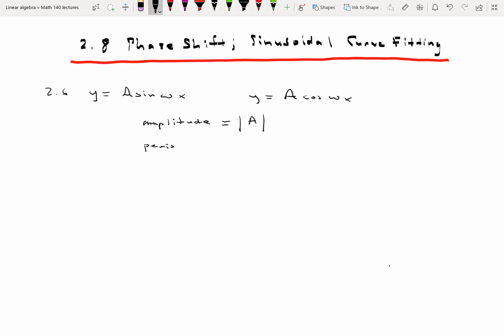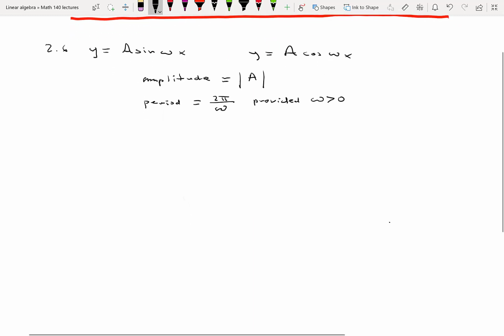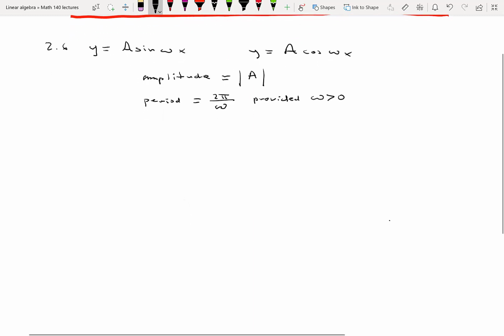The period of the trig function is 2 pi over that omega, that thing that looks like a W but is really a Greek letter omega. That's provided that omega is greater than 0, and most often omega is provided to be greater than 0. If it's not, we use the even and odd properties to get that negative out of there. Okay, let's take a look at a specific review example.